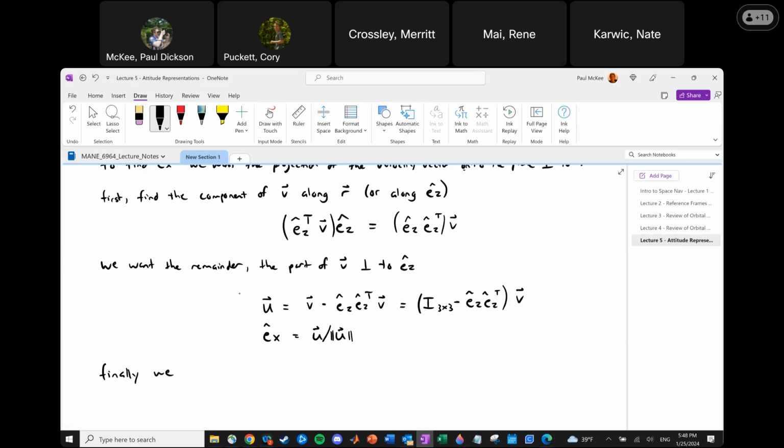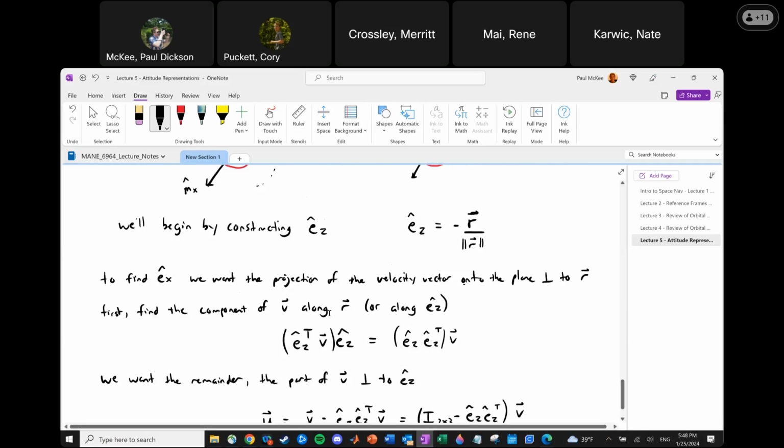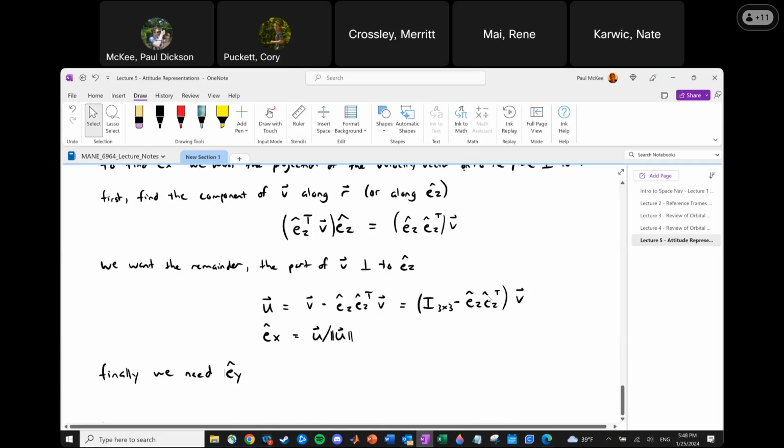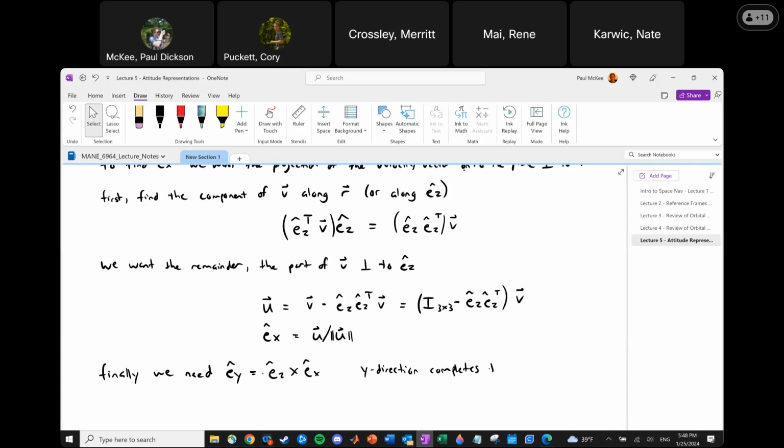Finally, we need EY. So remember, EZ is just the position vector negative normalized. EX is the hard one, and that is velocity projected onto the plane perpendicular to position and then normalized. What is EY? Should be X cross Z. No, Z cross X. Ah, very good. EZ crossed with EX. So we can just say the Y direction completes the right-handed system.